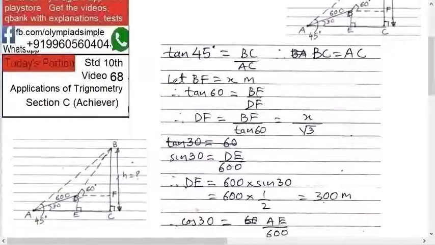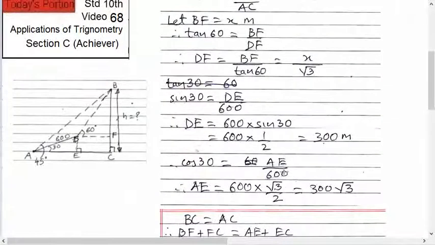So what do I get now? I've got this DE. What do I want? I want this total H. DE I know is 300 now. Now cos 30 equals this 30. Cos 30 means adjacent upon hypotenuse. Okay. So cos 30 equals AE upon 600. Now AE I can find out. Therefore AE equals 600 into cos 30. But cos 30 is root 3 by 2. So 300 into root 3. Right. So AE is 300 root 3.